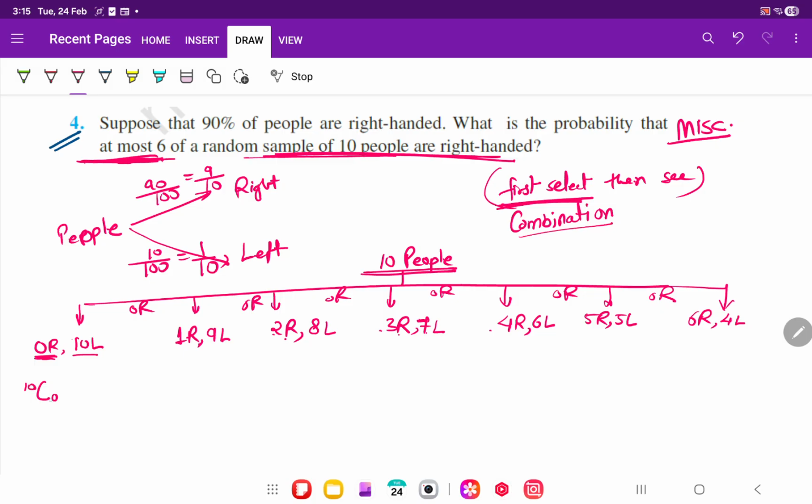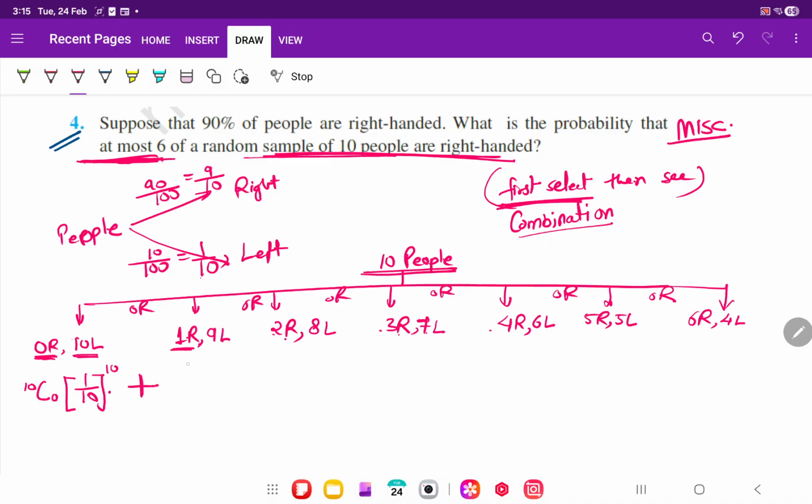So 10 out of 10, 0 are selected for right hand. And what is the probability that he is right-handed? Nothing. Only 10 people are left-handed. So what is the left-hand probability? 1 by 10. And all are left-handed, so power 10.